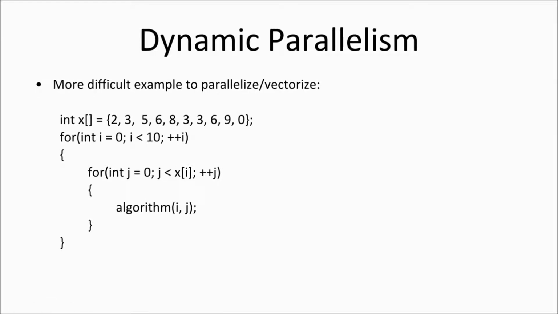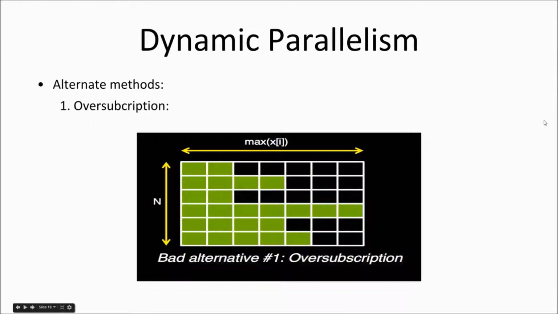Now let's consider a slightly different example. This example is much harder to unroll and vectorize for the GPU. The outer loop size is known at compile time, but the inner loop size is not known until runtime. The GPU itself is now unable to resolve the size of the inner loop, and therefore finds it a much harder problem to solve efficiently. So how do we solve the problem at hand?